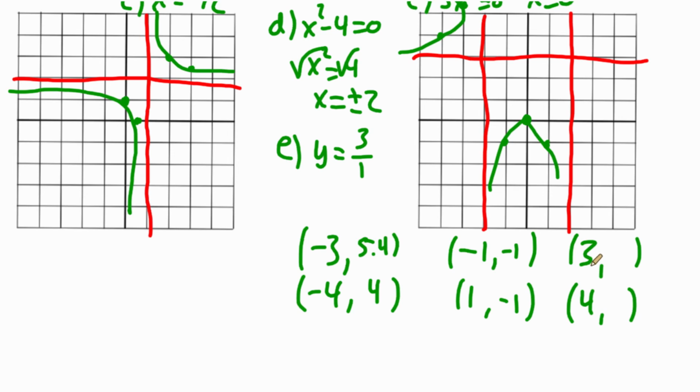And then on the right-hand side, when we plug in 3, we get 5.4. And when we plug in 4, we get 4. So plotting those points out, 5.4 is about right there. And then 4 is right there. So our graph starts out high again and then comes down towards this horizontal asymptote. So we get a picture that looks something like this for the graph.